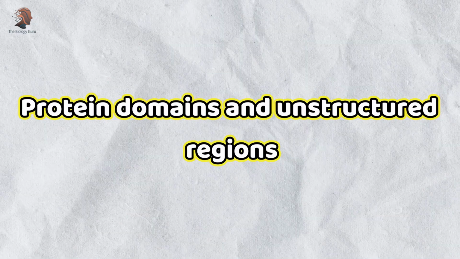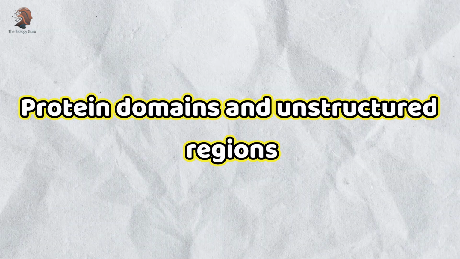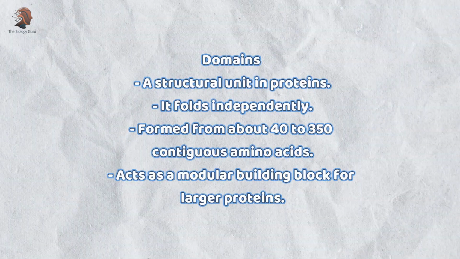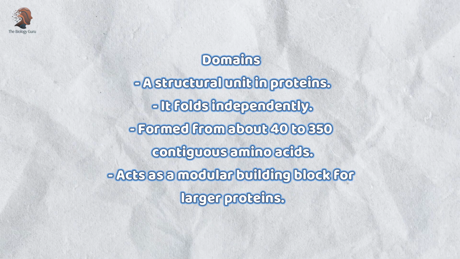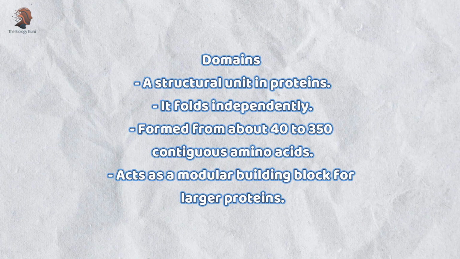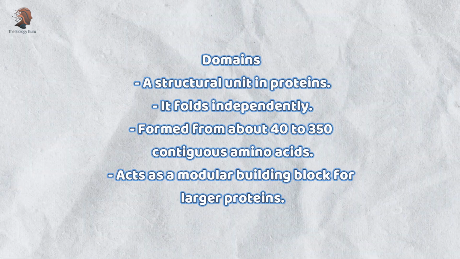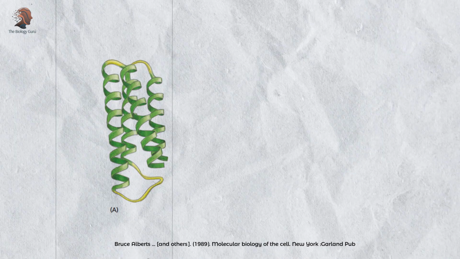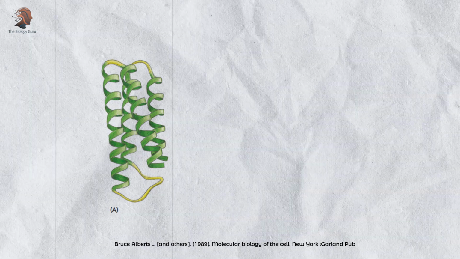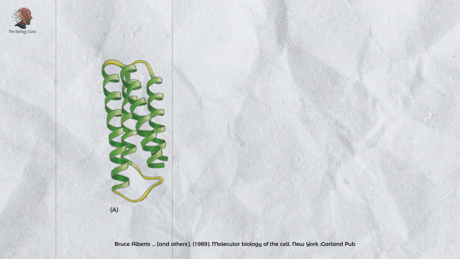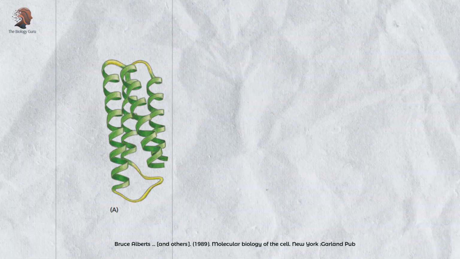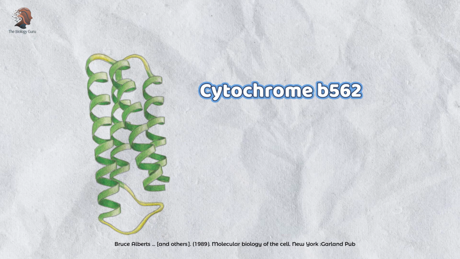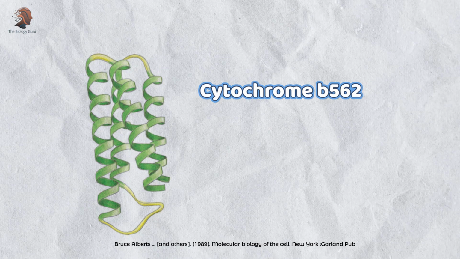Proteins ranging from 50 to 2000 amino acids long often consist of smaller units called domains. A domain is a structural unit that folds independently, formed from about 40 to 300 contiguous amino acids, and acts as a modular building block for larger proteins. This figure represents a ribbon model of three different organized protein domains. This example illustrates that the core of a domain can be constructed from alpha helices, beta sheets, or a combination of both. For example, the first figure shows the cytochrome B562.